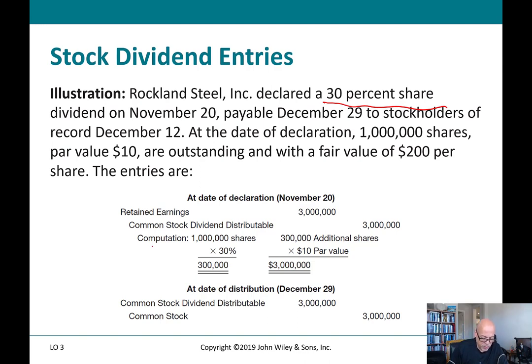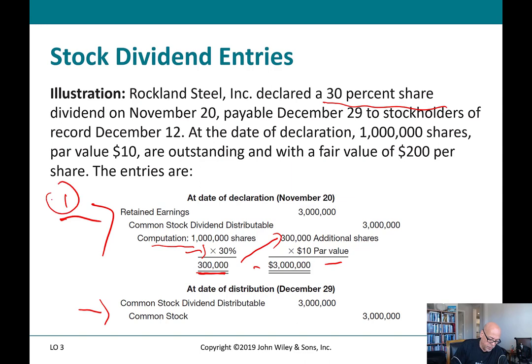So what happens? If they had 1 million shares outstanding and they went with a 30% stock dividend, that means what? They're going to distribute an additional 300,000 shares. So there's the additional shares. And they use par value because it's a large stock dividend, $10 par value times the 300,000 shares. You simply debit common stock distributable 3 million, credit the common stock 3 million, and we're done. We don't have to deal with any additional paid in capital or anything of that nature because we're simply distributing those shares. Well, debit the retained earnings. Debit, I probably should have pointed to that.